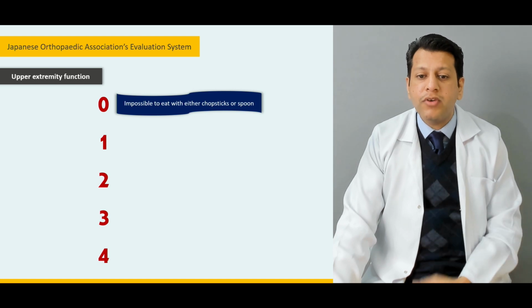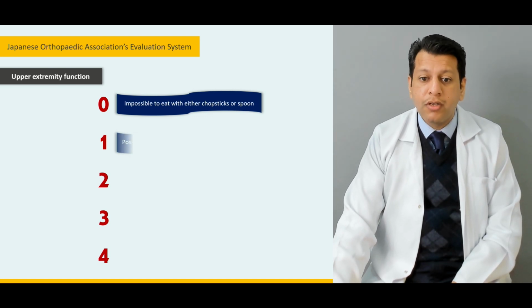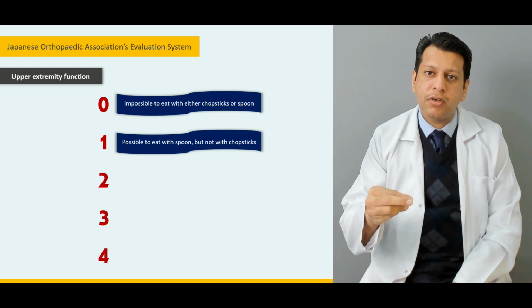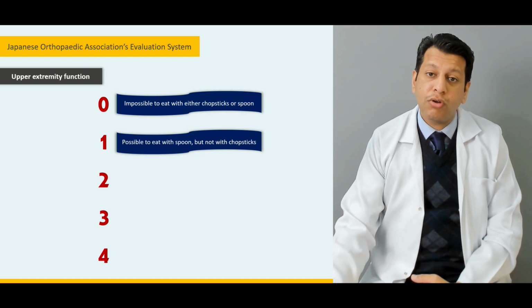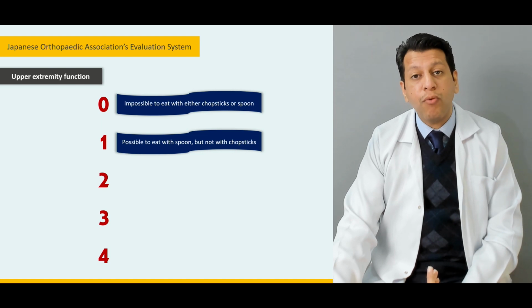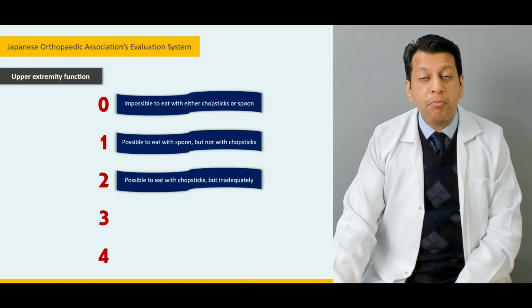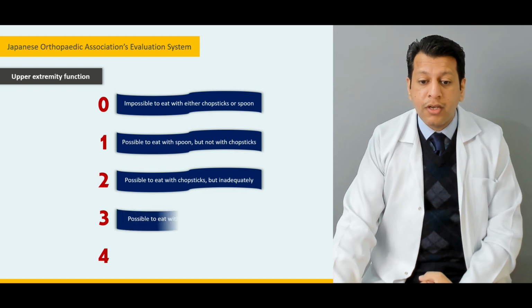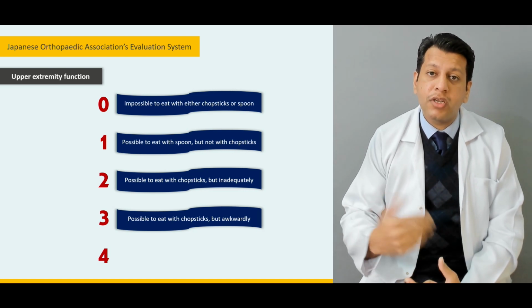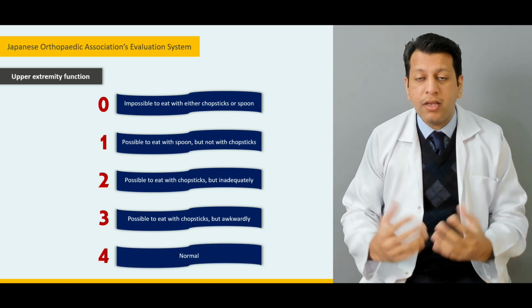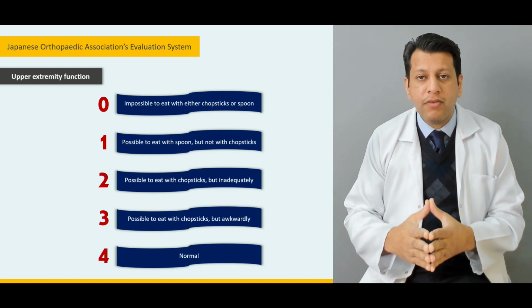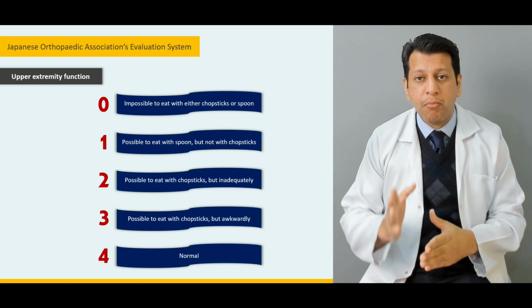You give 0 points if it's impossible to use either chopsticks or a spoon, because manual dexterity is required for the chopsticks, to hold the chopsticks first and then to pick up the rice and put it in your mouth. So manual dexterity is lost. This means usually you have 0 points. If it's possible to eat with a spoon but not with chopsticks, you give 1 point. Possible to eat with chopsticks but inadequately, that is where you give 2 points. Possible to eat with chopsticks, but the patient eats awkwardly with the chopsticks, you give 3 points. And if the patient eats normally, as anybody can eat with chopsticks or a spoon, then you give 4 points.